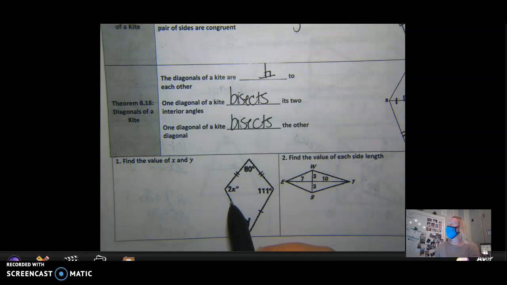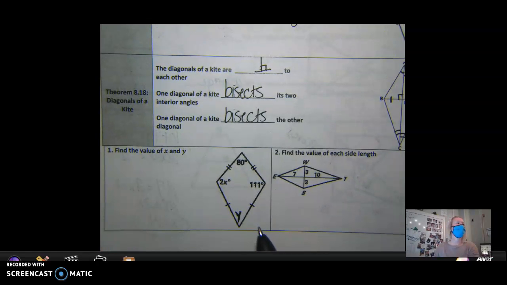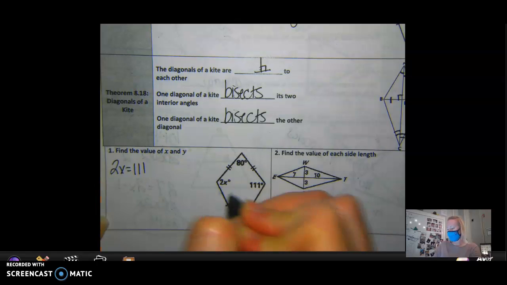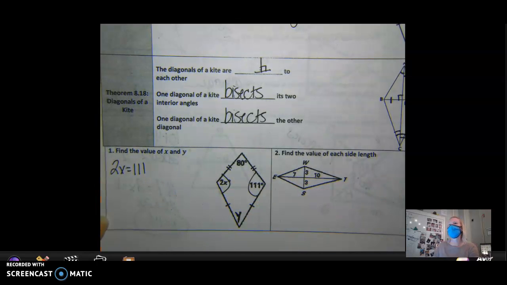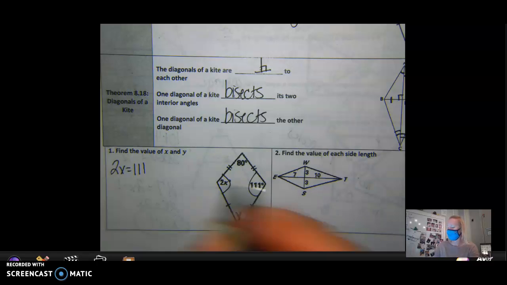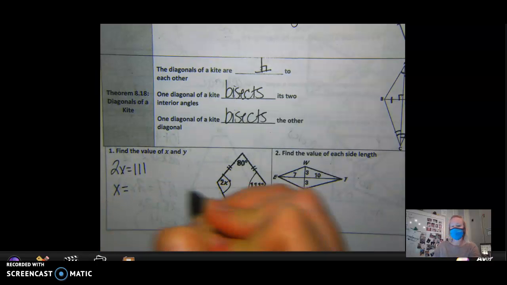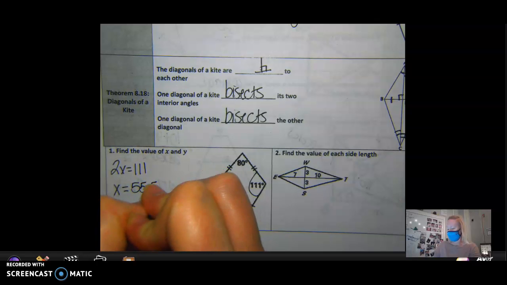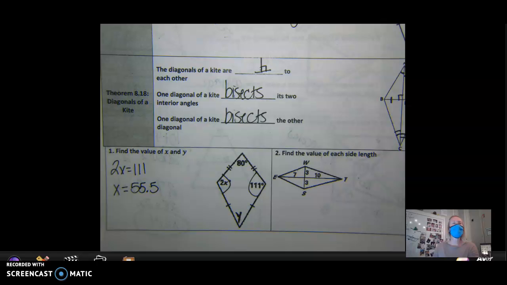Let's look at number 1. How would I solve for x on number 1? Yeah, there we go. 2x equals 111. Because, remember, these angles are congruent to one another because they are in between the non-congruent sides. So divide by 2, and I get x equals how much? It's a decimal, and that's okay. There you go. How would I solve for y, then?